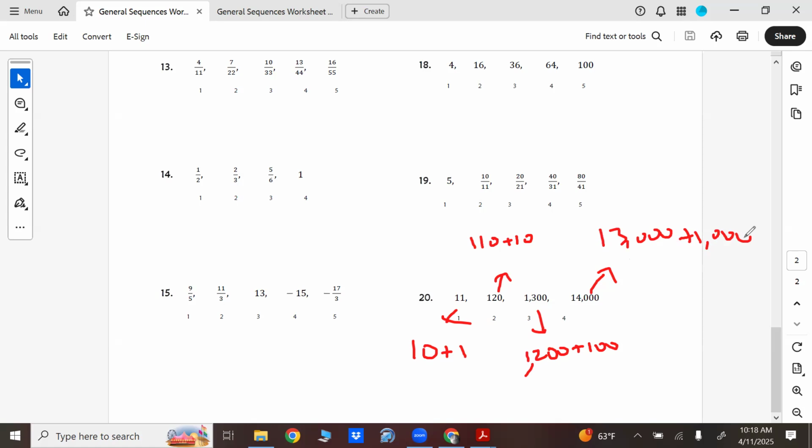But if you use a good strategy, here are some good things, but let's kind of kill some layers here. Is that 10 plus 1, 110 plus 10? Why am I doing that? Because I see some sort of pattern, right? So we have 1,000 plus 1,000, 110 plus 10, 1,200 plus 100.